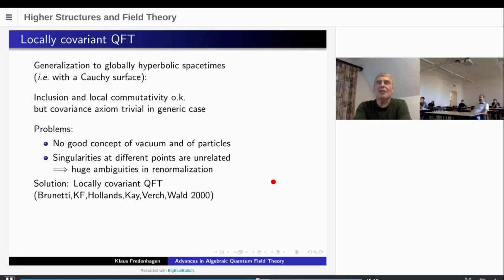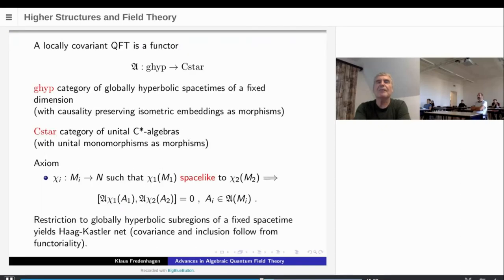So this was the situation, say, up to 2000. And there, in an Oberwolfach meeting, a new concept was created, which is called locally covariant quantum field theory. And I mention here a few of the people who contributed to this. In particular, I want to emphasize that Bernard Kay did something on the Casimir effect many years ago, which is in the same spirit, and which in a sense is also a motivation for doing this in this way. Okay, I will explain what this means. So in this concept, you consider quantum field theory as a functor from the category of globally hyperbolic spacetimes of a fixed dimension.